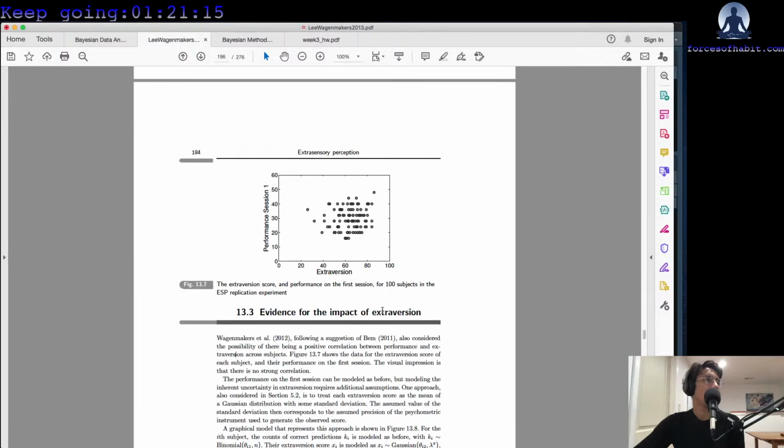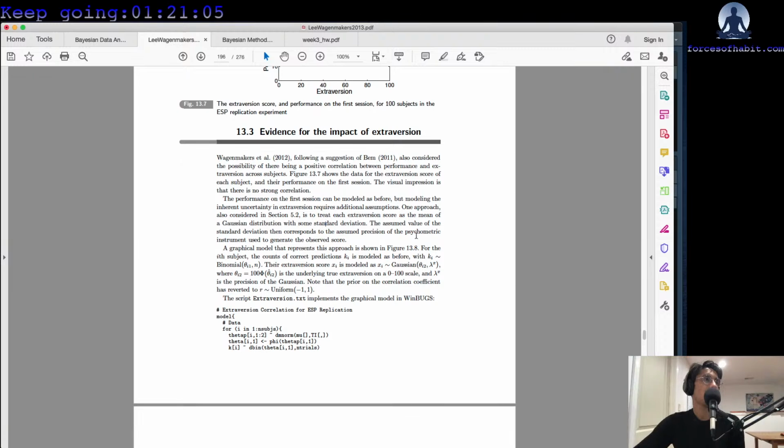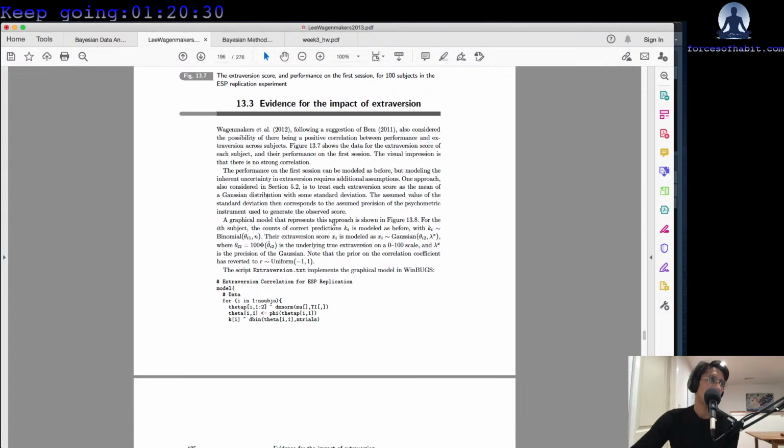But now, we also need to account for measurement error in our ability to capture someone's extroversion. So in order to do that, we're going to go back to thinking about what we did in 5.2, and we think about extroversion being drawn from a Gaussian distribution, and we'll assume that the standard deviation corresponds to the precision of the psychometric instrument. Right, so we'll have some average extroversion score, and the variability surrounding that score is going to give us some level of uncertainty for any given measurement of extroversion. And we can take a look at the graphical model that represents this idea here.